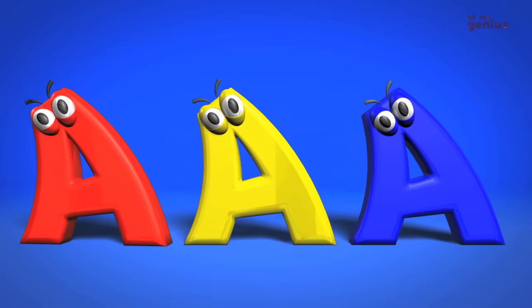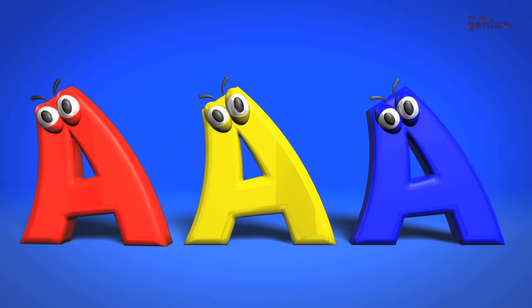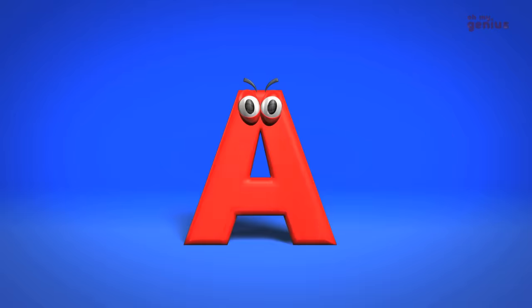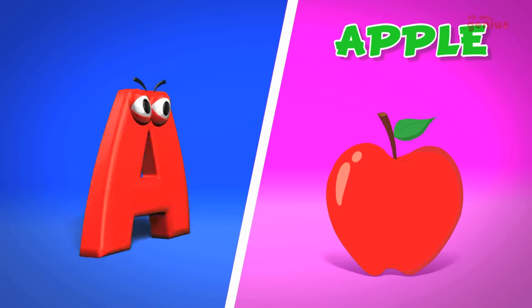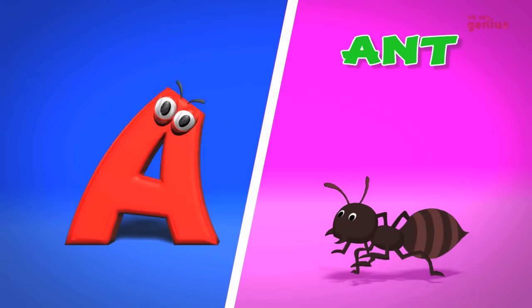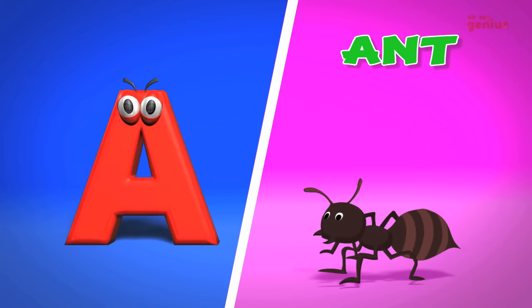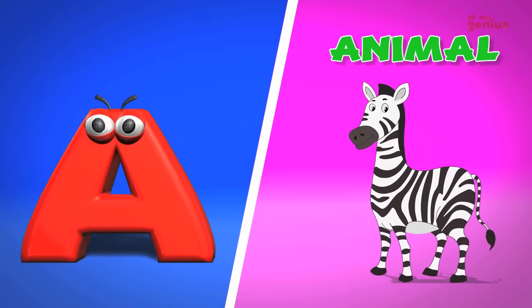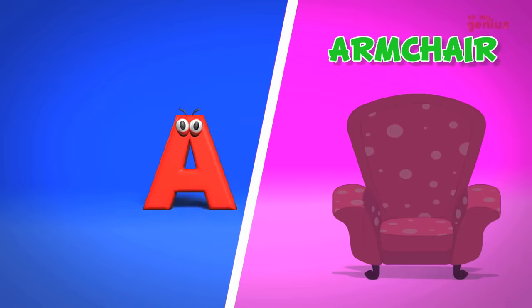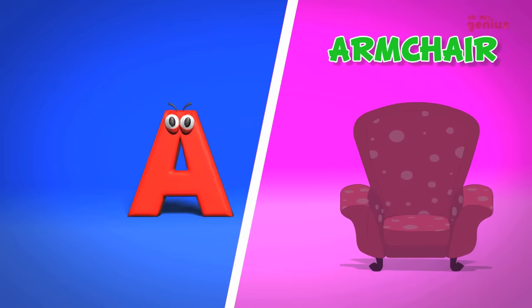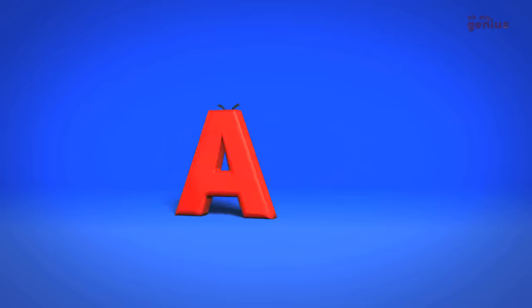Here comes the letter A. A is for apple, apple. A is for ant, ant. A is for animal, animal. A is for armchair, armchair.